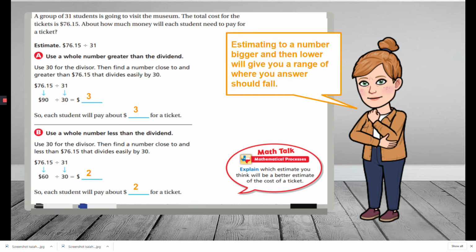Estimating to a number bigger and then lower will give you a range where your answer should fall. So the actual ticket cost will be between $2 and $3. So if you bring $2, you're not going to have enough, but if you bring $3, you should have plenty.